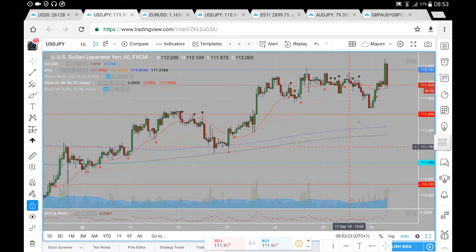So this is the US dollar Japanese yen analysis for Tuesday the 18th of September. Now let's just have a look at the prices.